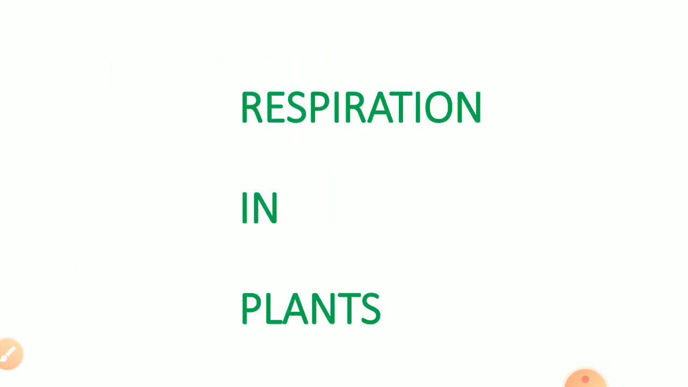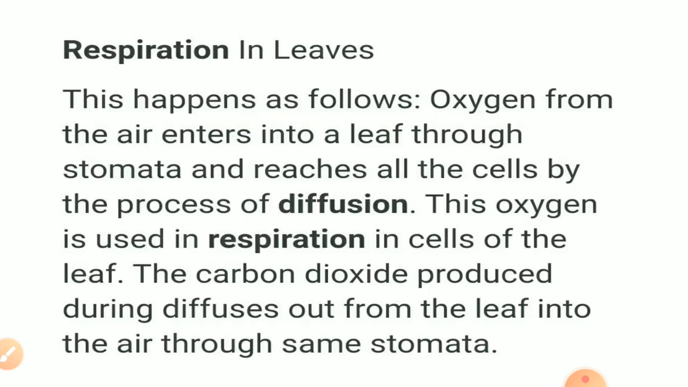Now respiration in plants. How does it occur in plants? Actually, respiration is done in plants with the help of leaves by the process of diffusion. This happens as follows. Oxygen from the air enters the leaf through stomata and reaches all the cells by the process of diffusion. This oxygen is used in respiration in cells of the leaf.